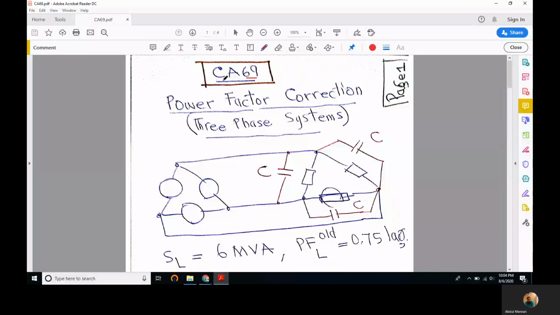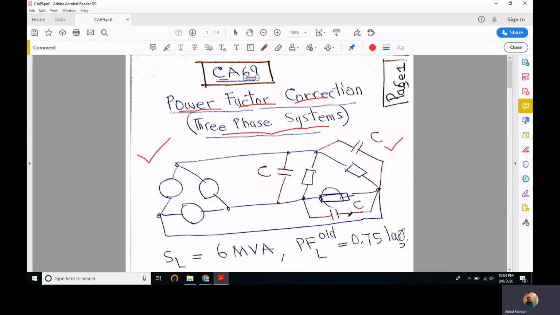Welcome to the 69th lecture. We are studying power factor correction in three-phase systems, and in this lecture we will solve an example given our delta connected source and our delta connected load. We will improve the power factor of this delta connected load by introducing three capacitors, one in each phase.